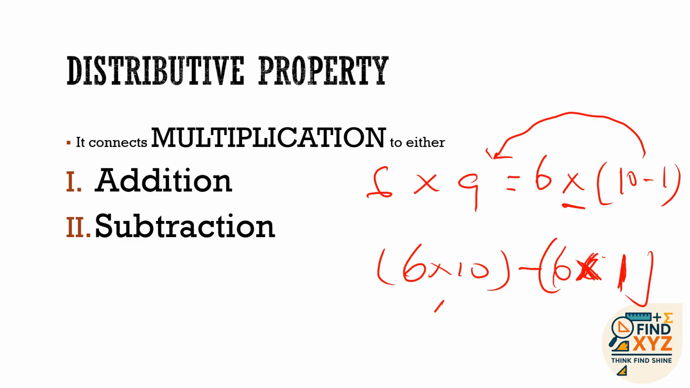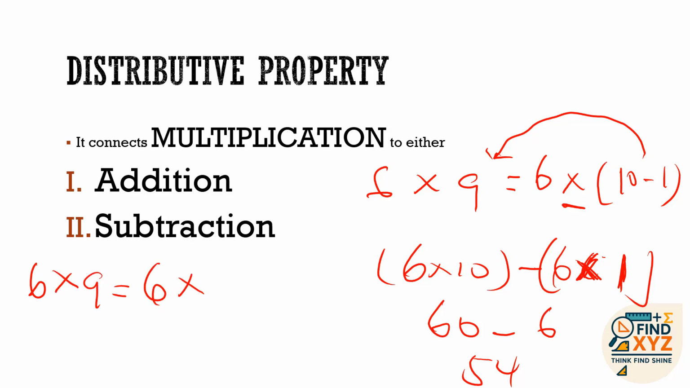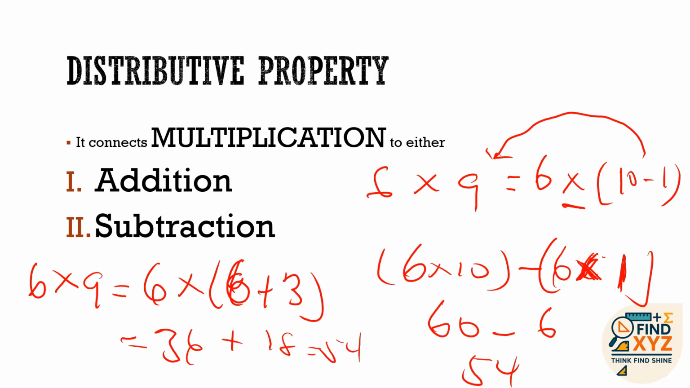Now what is 6 times 10? 60. And what is 6 times 1, which is 6? Now I have 60 minus 6, which is 54, which is the same as doing 6 times 9, which is the same as expressing it as 6 times 3 plus 6, which is the same as 9. This will give us 36 plus 18, which will give us 54. With the help of this property, we can connect multiplication to either addition or subtraction. No matter how you represent it, you are still going to arrive at the same answer. You see how powerful this property is? Yes, that is distributive property.